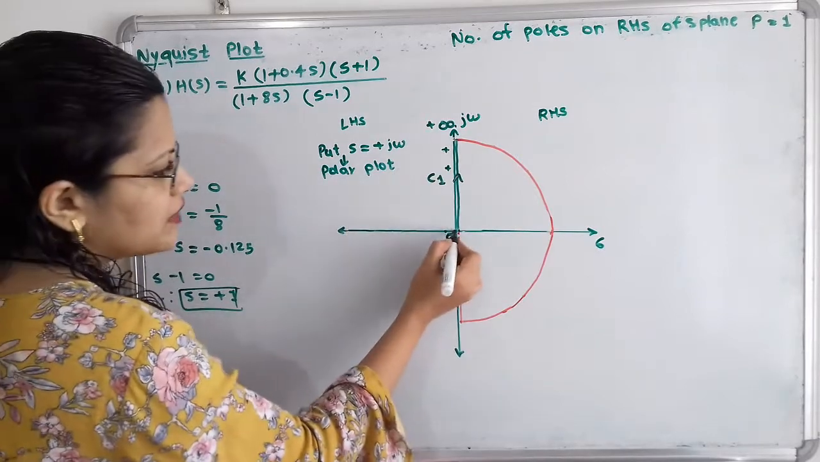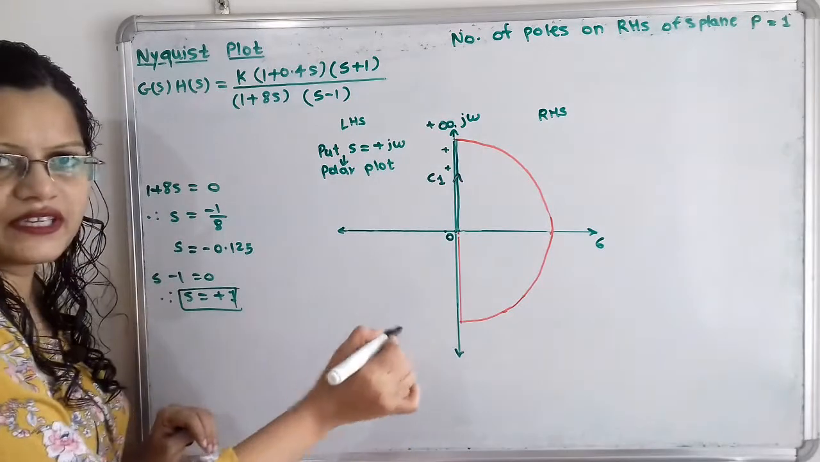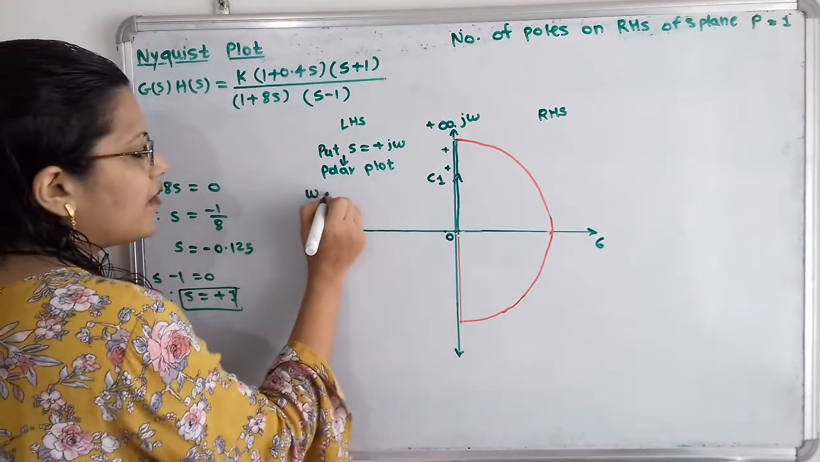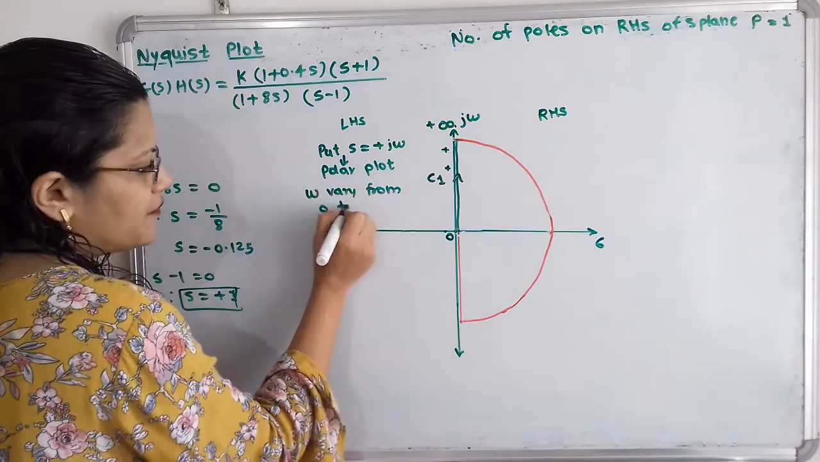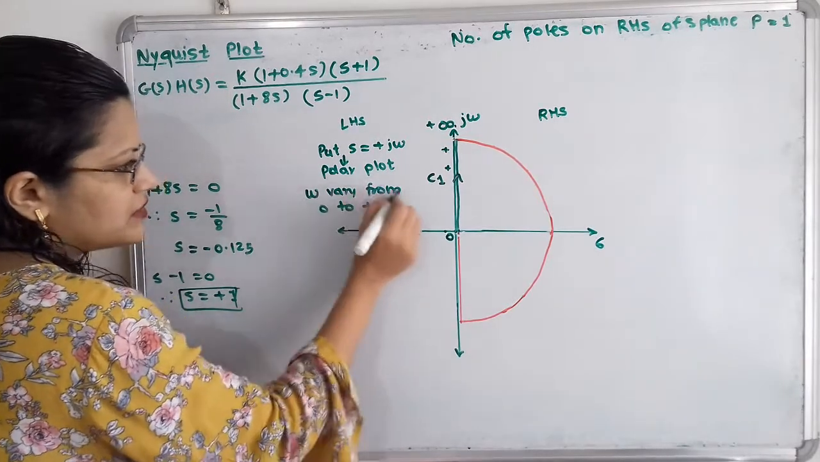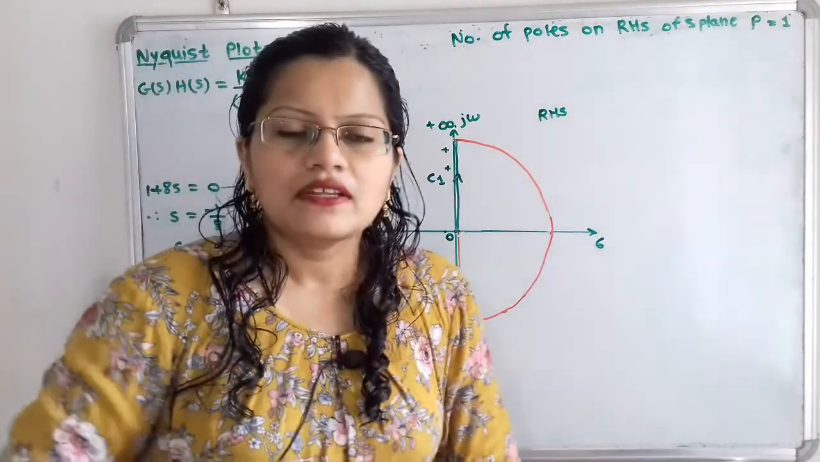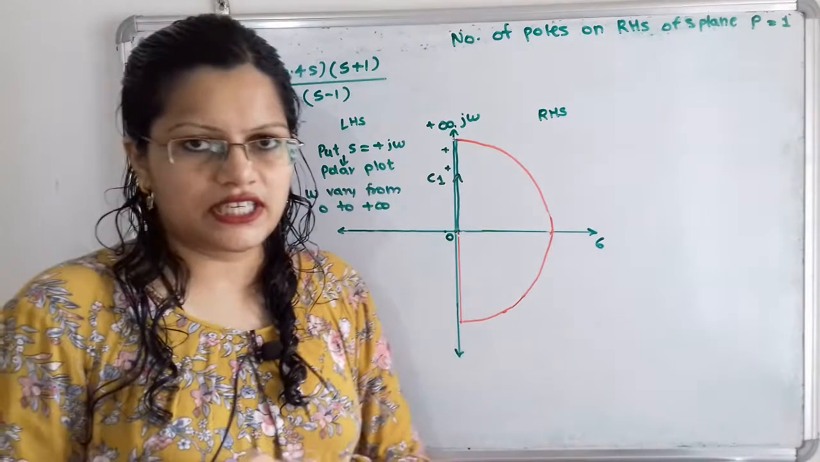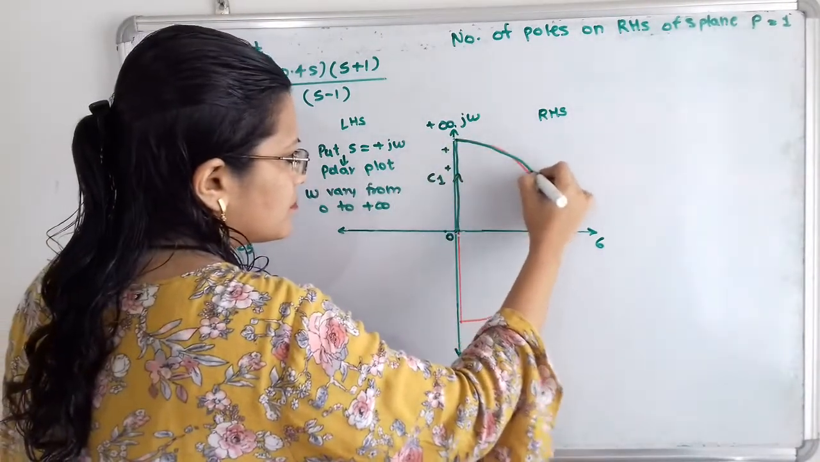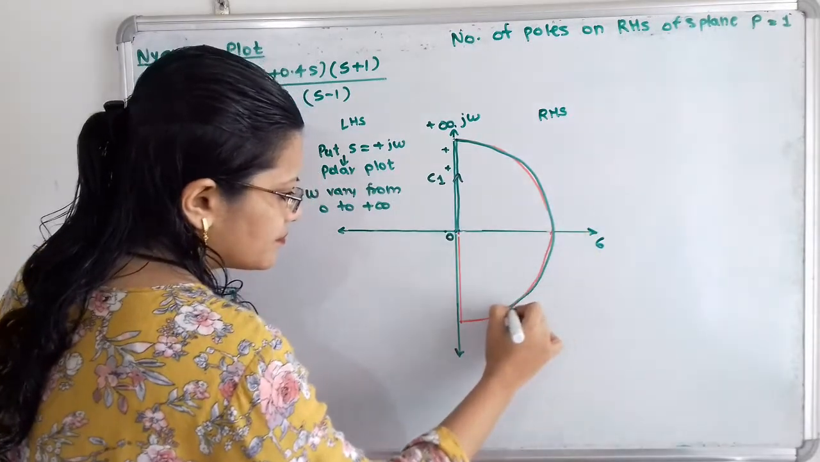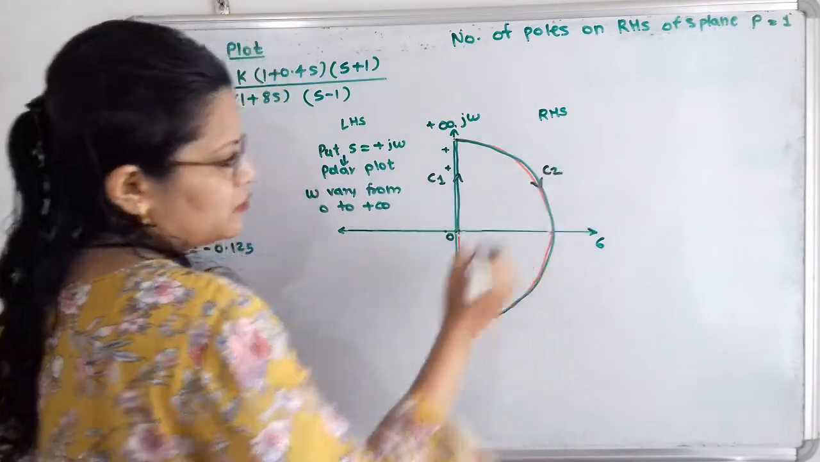Now if we observe, this section starts from 0 and ends towards plus infinity. So we can say that omega varies from 0 to plus infinity. This is an important point. Now we will move to the second section. So I will highlight here section 2. How will we define this section C2?